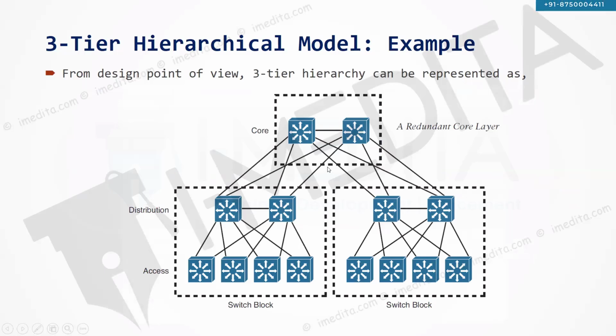Generally, in early days, we had this type of model that we always followed. That was a three-tier architecture: core, distribution, and then access. This is how we make the connections. All distribution switches are connected to the core, and also connected downward to the access layer switches. All access layer switches are connected to both of the distribution switches, and both of the distribution switches are connected with both of the core switches.